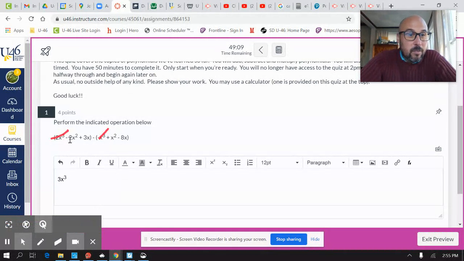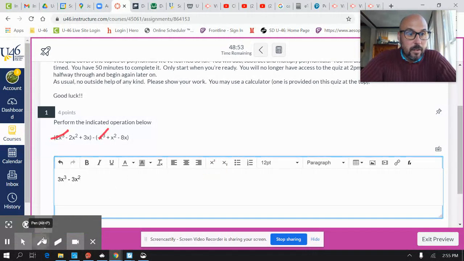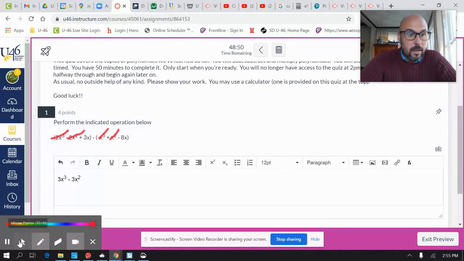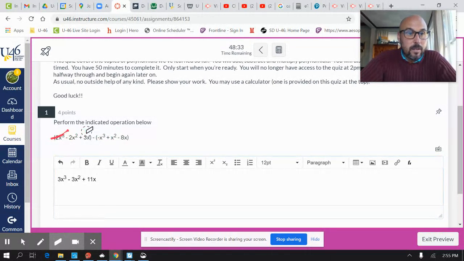Now I continue. Negative 2x squared minus 1x squared. Well, negative 2 minus another 1 brings me down to negative 3x squared. Negative 2 minus 1 is negative 3. So now I'm done with these two. And lastly, 3x minus negative 8x. So 3 minus negative 8 is 3 plus 8, which is 11. So this is my final answer: 3x cubed minus 3x squared plus 11x.